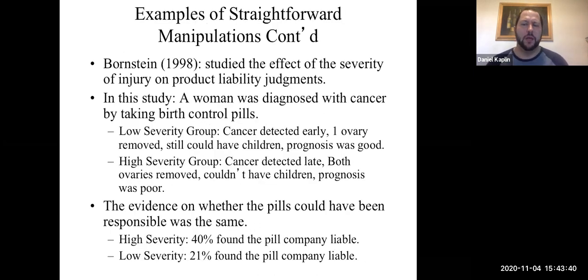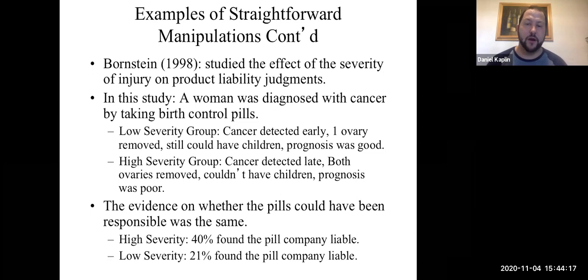Another example of a straightforward manipulation is the Bornstein study in 1998, where they studied the effect of severity of injury on product liability. So the independent variable is severity of injury. So you had low severity versus high severity. And then the dependent variable was what percentage of the people held the company liable. So let's go through the two groups again.